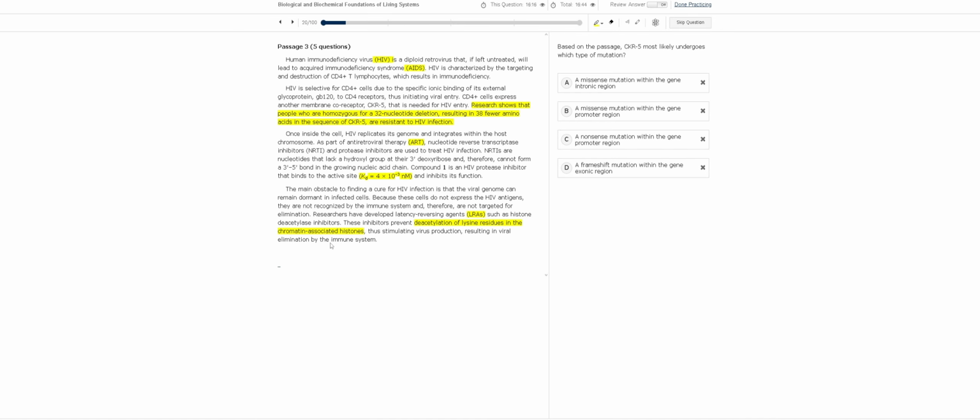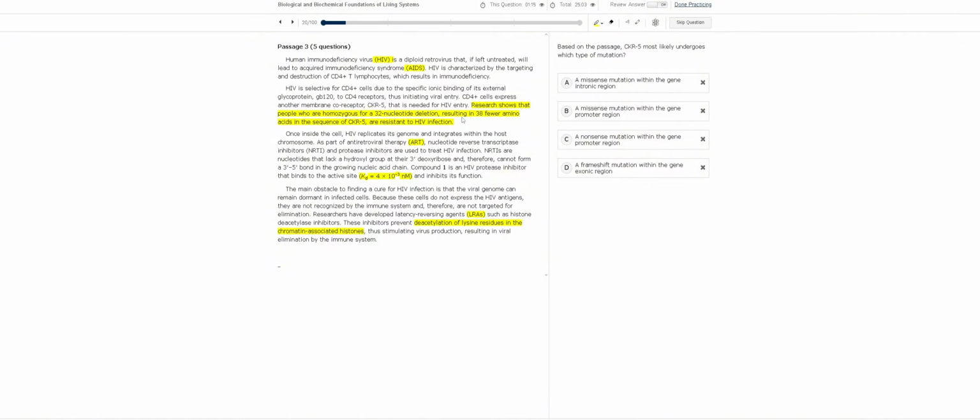And that's passage 3. Question number 1. Based on the passage, CCR5 most likely undergoes which type of mutation? They talk about this in the second paragraph, where they say that those who are homozygous for a 32 nucleotide deletion have 30 fewer amino acids in the sequence of CCR5.